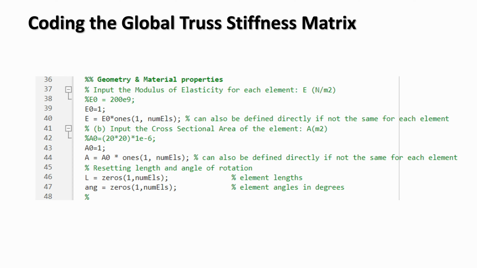And finally, we set up 2 vectors to store the geometry of the members. One is L, which will contain the length of each element, and the other is ang, which will contain the angle of rotation for each element in degrees. At this stage, they're just initialized as zeros. Later on in the code, we'll calculate the actual lengths and angles from the node coordinates and store them here.